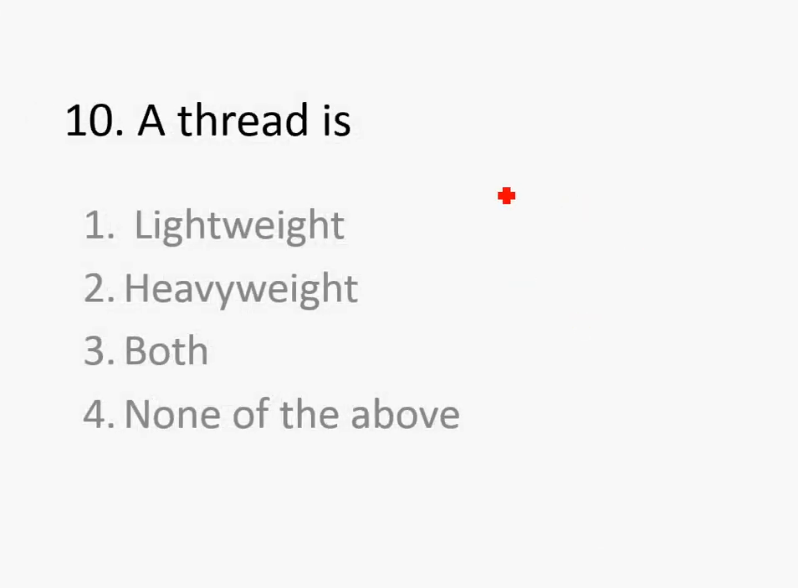Now question 10 is, what is a thread? First of all, what is a thread? Here the options are: a thread is lightweight, heavyweight, both, none of the above. So obviously thread is lightweight. Now why is it lightweight?